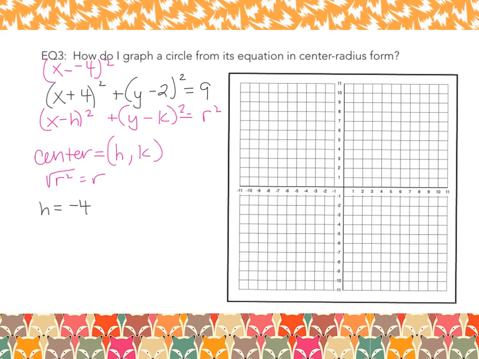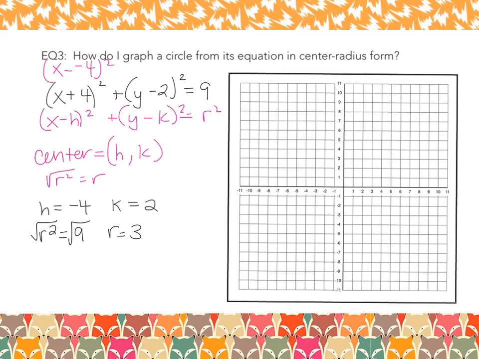All right, then plus y minus 2. So that subtraction there actually makes our k value positive. So k is equal to positive 2. And then that equals 9. And remember, 9 is the value of r squared. So r squared equals 9. To find the radius, which is just r, I must take the square root of both sides to get the radius is equal to 3. So the radius equals 3.